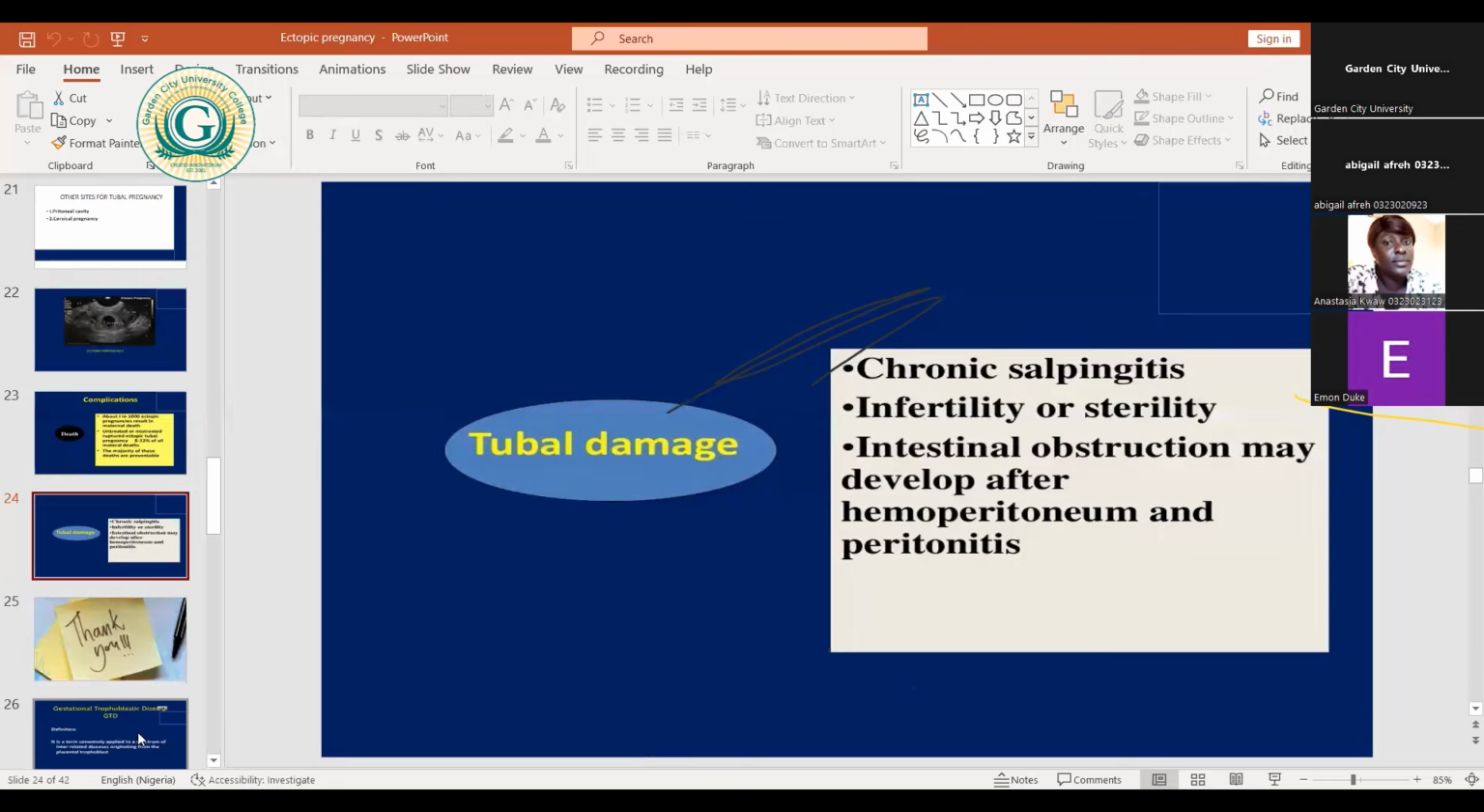Maybe your mic. Now, chronic salpingitis. Chronic salpingitis could result in this condition. And usually, it gives rise to infertility or sterility. Interstitial obstruction develops after some time. And apart from the obstruction, when we talk about the hemoperitoneum, we are talking about blood in the peritoneum. And when you have this, there's bound to be peritonitis.